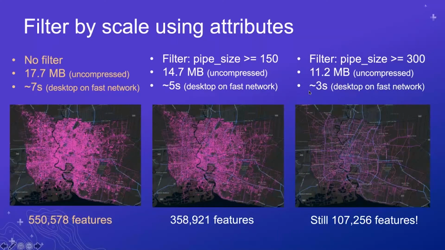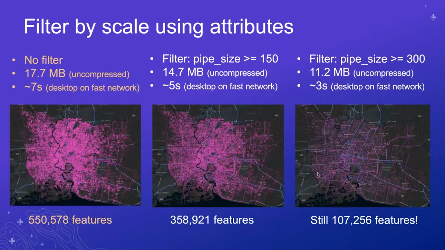But then experimenting with other types of filters, you see that the number of features is progressively reduced and the speed is getting a little better. But still, even in this case of only showing a pipe size of 300 or more, I'm still loading 100,000 features. And it still amounts to 11 megs worth of data. So if you're designing an app like this for a mobile device, you're probably going to have to be a lot more aggressive there.